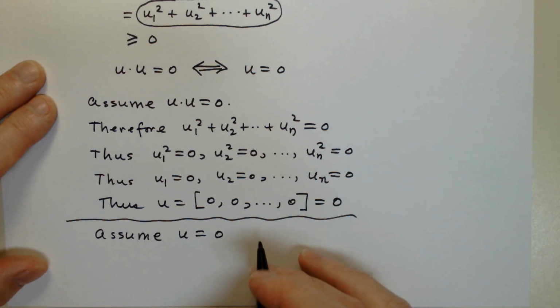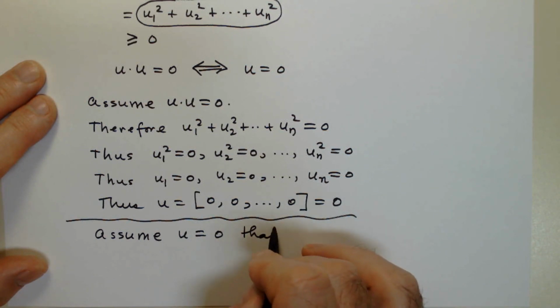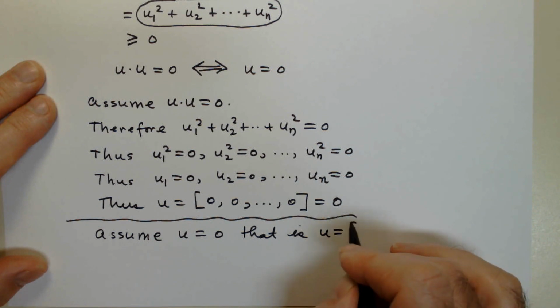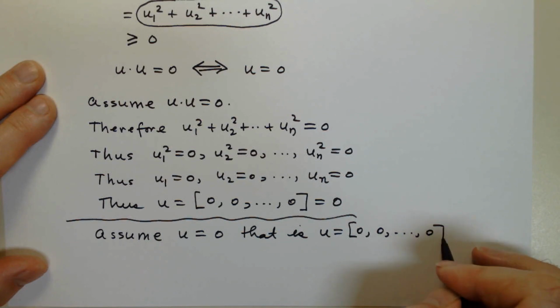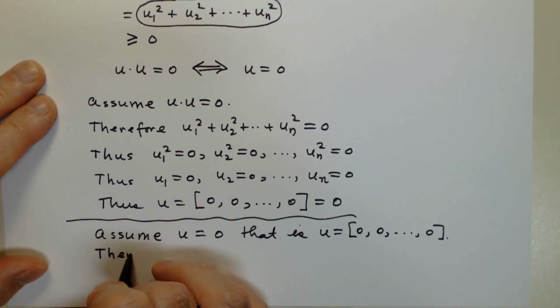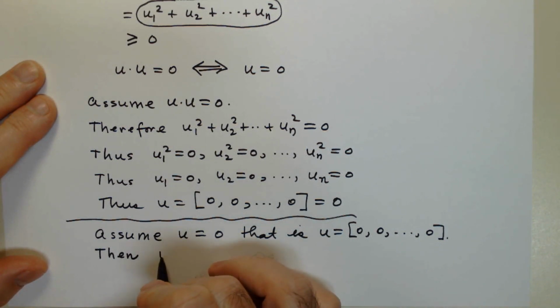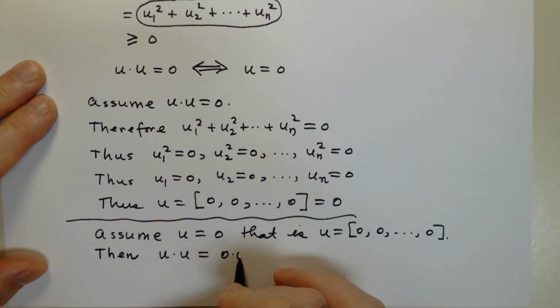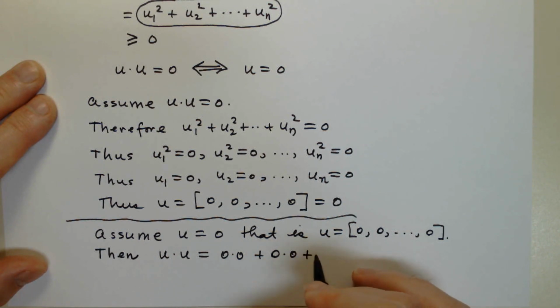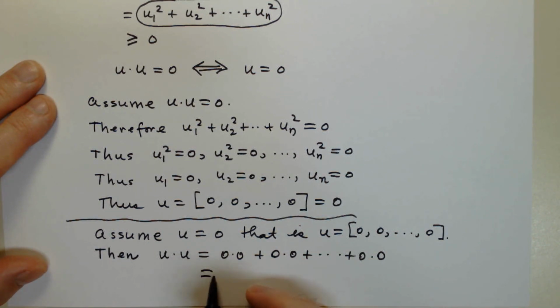Now, what does that mean? That means that the vector u consists entirely of 0 components. Then what? If all of the components are 0, then u dot u is just going to be 0 times 0 plus 0 times 0 plus 0 times 0. So when I do the component-wise multiplications, I'm just going to get products of zeros. And each of these products is 0, and the sum of zeros is 0. So this is just equal to 0.